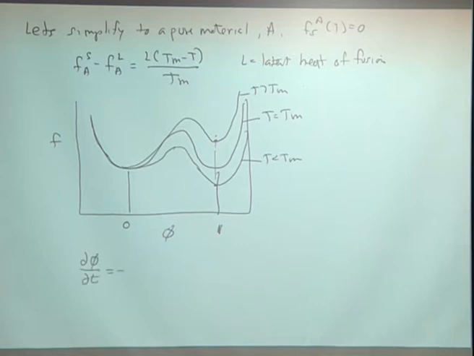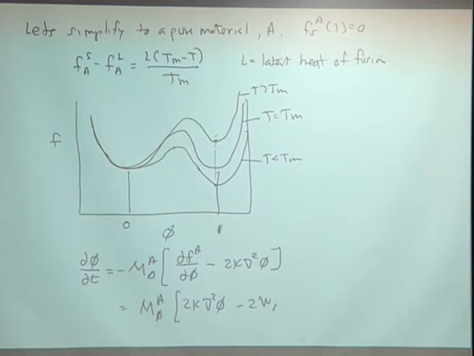So we know that the Allen-Cahn equation looks like this. All right, that's the one I wrote down. If you write out the derivative of f with respect to phi, you get the 2k grad squared phi, and then you get the derivative of the double well, which is this.